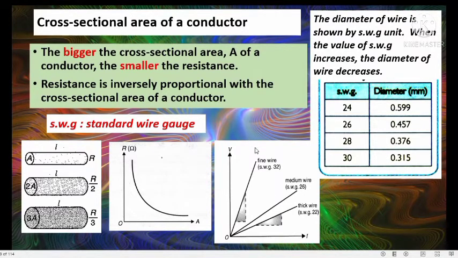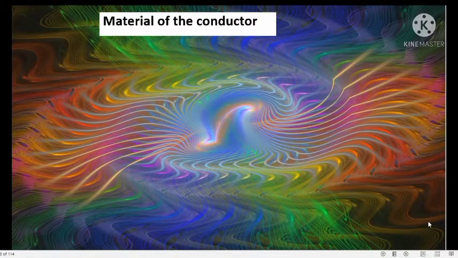Okay. So fine wire, medium wire, and thick wire. Look at the gradient of the graph. For fine wire, the gradient is the highest, meaning resistance is the highest. So SWG 32 has highest resistance compared to SWG 29 compared to SWG 22. So from here we can say R is inversely proportional to the cross-sectional area.